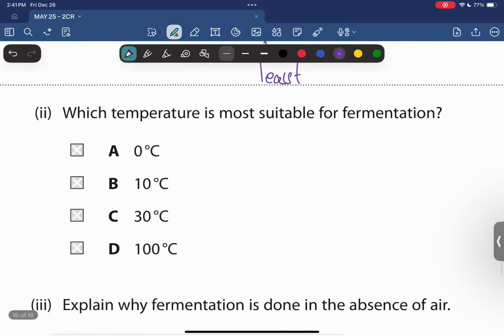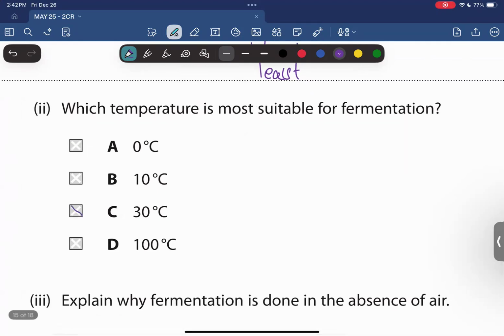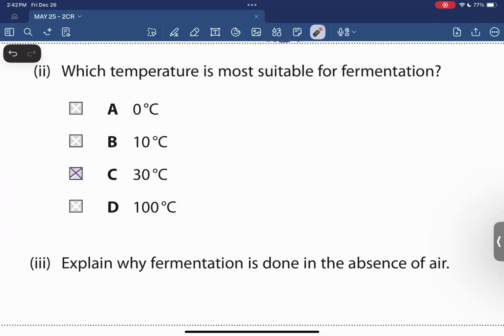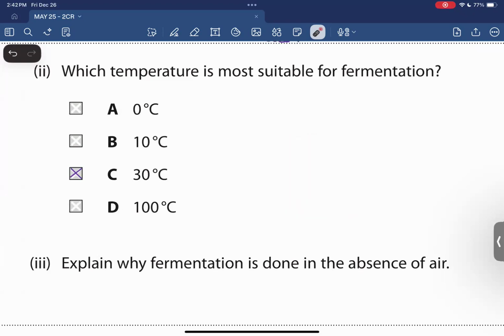What is the suitable temperature for this reaction? The temperature that is going to be most suitable for this reaction is 30 degrees Celsius, because temperatures above that would kill the yeast and denature its enzymes. As a result, glucose would not be fermented. Since yeast is a microorganism, it has these enzymes, so temperatures above 30 degrees Celsius would cause the enzymes inside the yeast to be denatured.